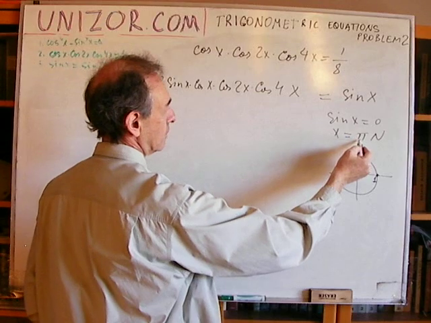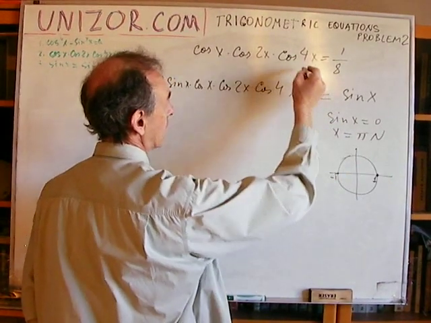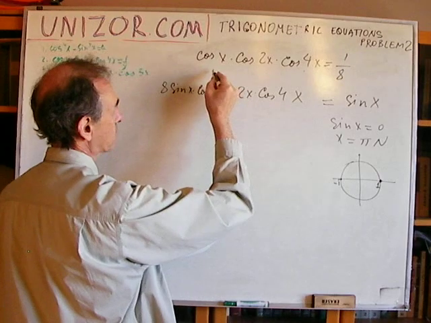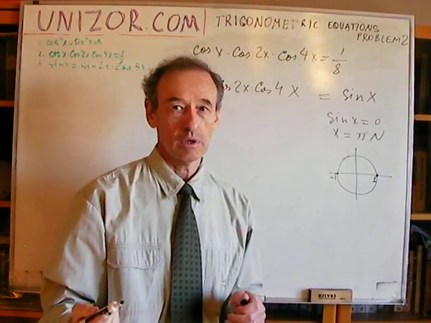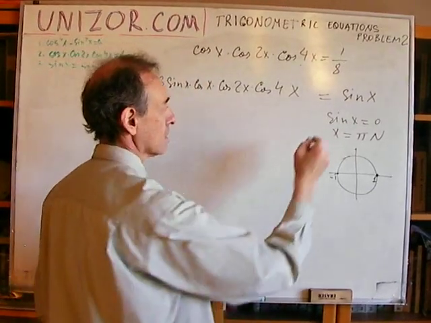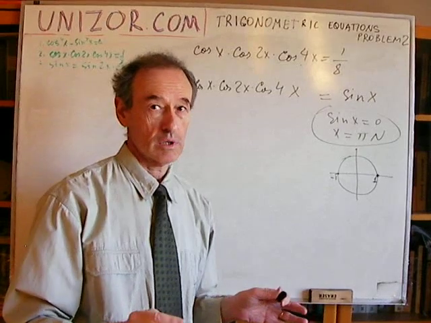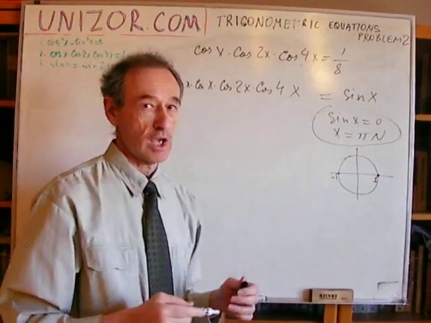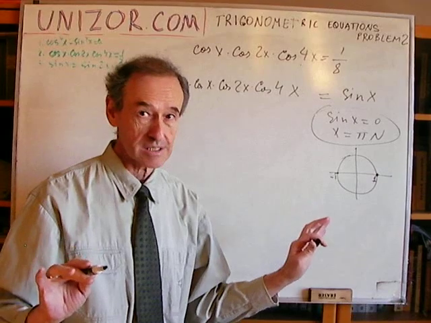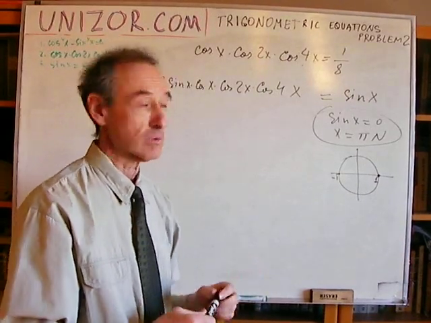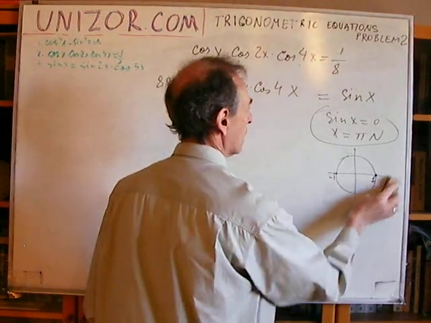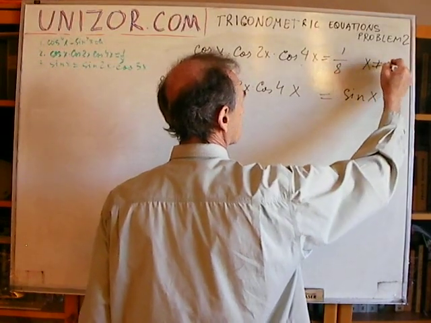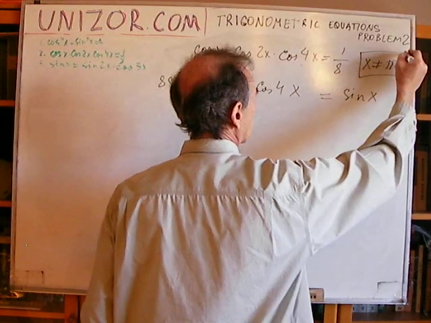Cosine of 2x, if x is pi n, is always this point, so it's always 1. And 4x is 4 pi n, it's also 1. So it's minus or plus 1 times 1 times 1, it can never be equal to 1/8, right? So any solution of this type is no good. So if at the end, after we solve this particular equation, we have certain solutions, we must check, and those which are one of these, we should exclude. They are extraneous. They don't belong to the original solution. So let's just remember that x should not be equal to pi n, where n is any integer number.